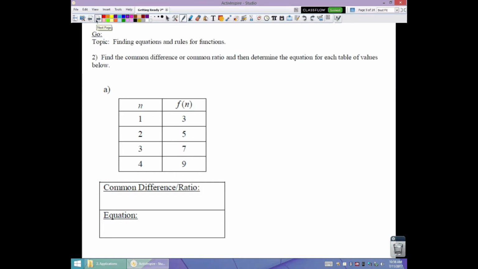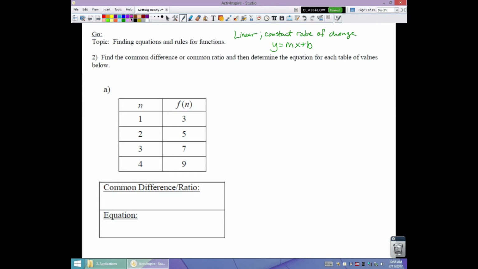All right, and number 2, we now have to look at either a common difference or common ratio. So we're looking for the pattern, and then we're going to try to make the equation. So the 2 types would be linear equations, which have a constant rate of change, and take the form y equals mx plus b.